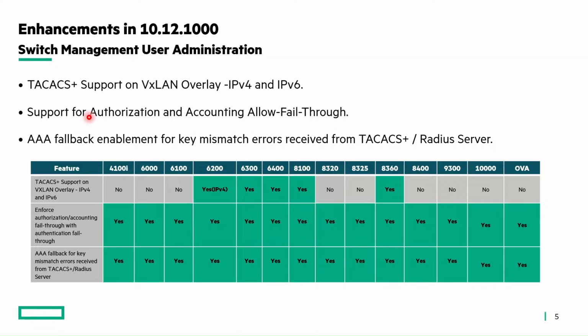And next comes the support for authorization and accounting allow fail-through. Last but not least, we have AAA fallback enablement for key mismatch errors received from TACACS Plus, and this feature has been extended to RADIUS servers as well. With these features, here is the table explaining the platform support matrix. When you are trying to deploy these features in your customer environment, kindly look into the platform support matrix.